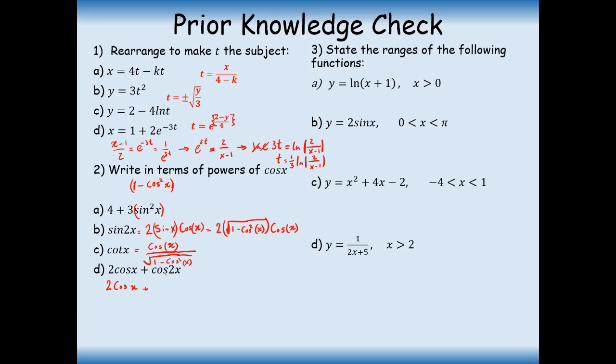The trigonometric identity for the cos double angle formula, cos of 2x, is cos square minus sine square. But rather than writing minus sine square, I'm just going to write 1 minus cos square again, and we can simplify the second and third term there to 2 lots of cos square x and a minus 1. Okay, so that's question 2 done.